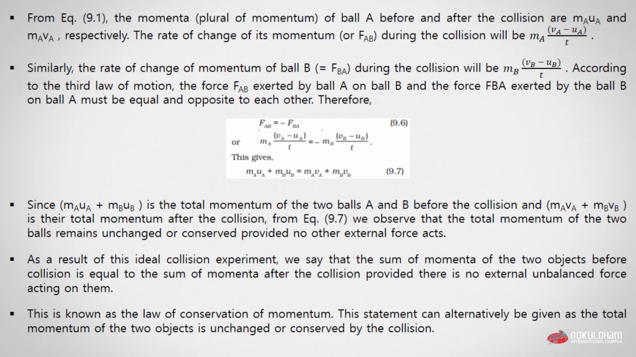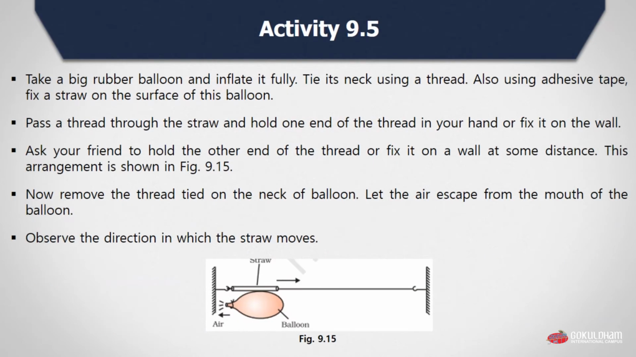As a result of this ideal collision experiment, we say that the sum of momenta of the two objects before collision is equal to the sum of momenta of the objects after the collision, provided there is no external unbalanced force acting on them. This is known as the law of conservation of momentum. This statement can alternatively be given as: the total momentum of two objects is unchanged or conserved by the collision. Let us look at an activity, which is our activity 9.5.